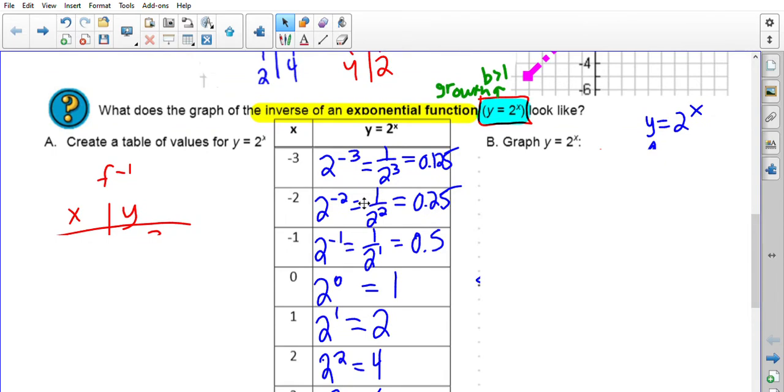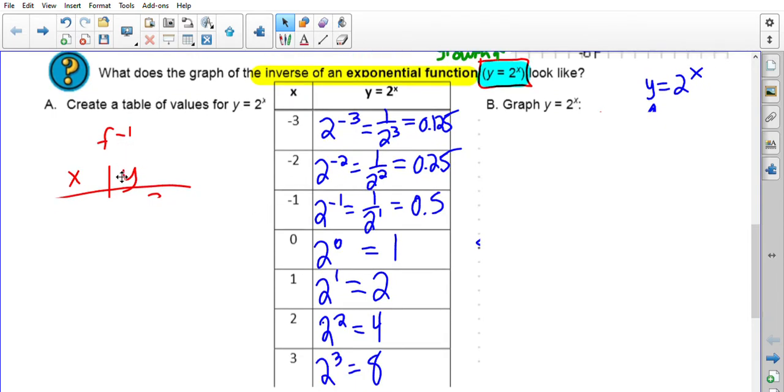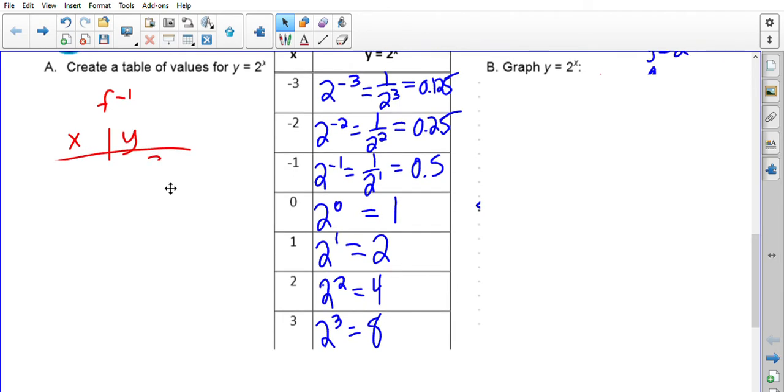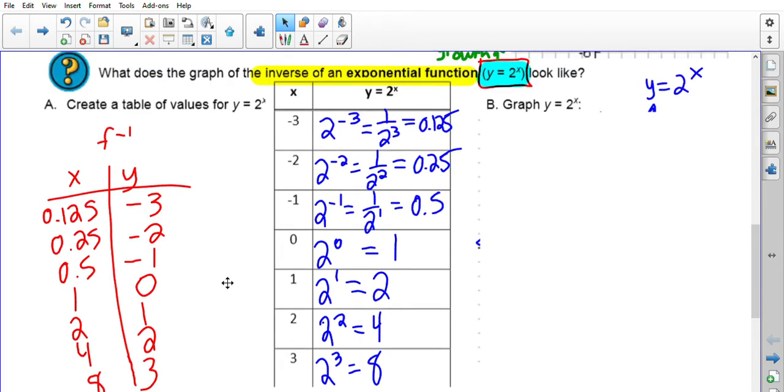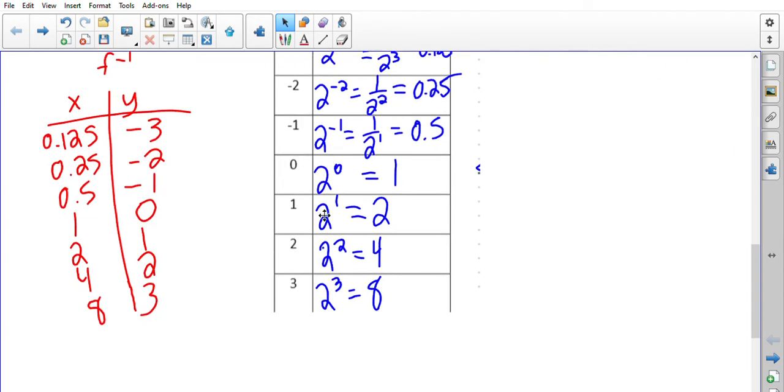All right, so at the side here, if you'd like, you can write out the table of values for the inverse. Okay, so you're just going to swap the x and y values that you had here. All right, so now you have x as 0.125, y is -3, and so forth. All right, I want you to graph both of these on a grid.